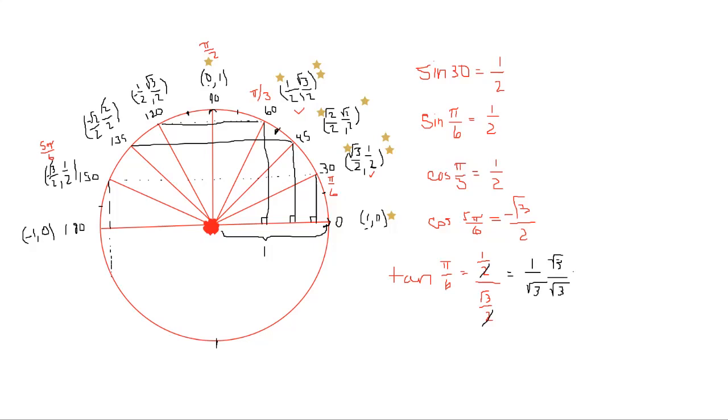And if I simplify this, I end up getting 1 times the square root of 3, which is the square root of 3. And then on the bottom, I would have the square root of 3 times the square root of 3, which is the square root of 9. And the square root of 9 is 3. So the tangent of pi over 6 would be the square root of 3 over 3.